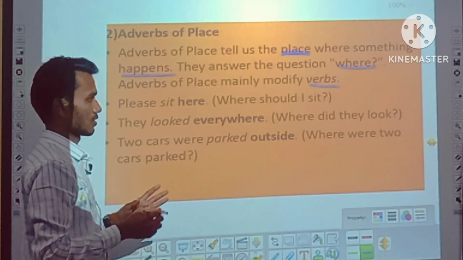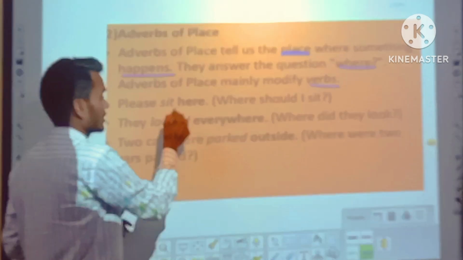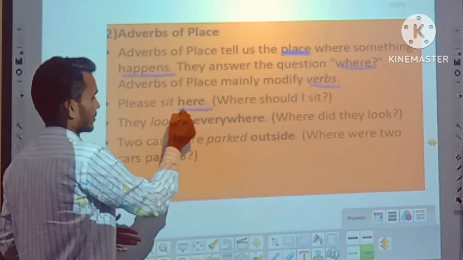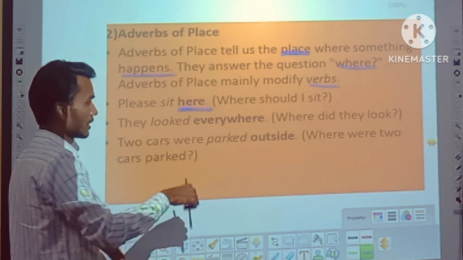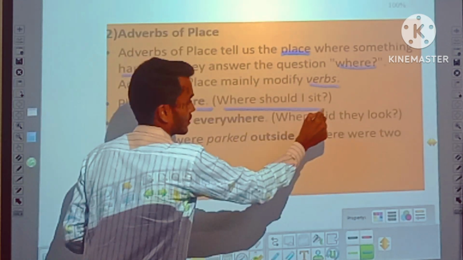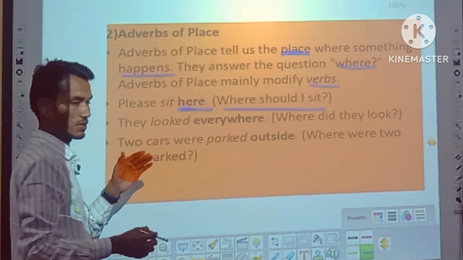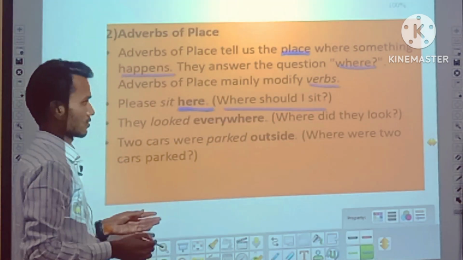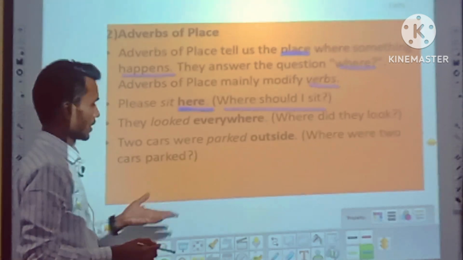Please sit here. Sit here, not there, here. Here is an adverb of place. Where should I sit? You should sit here. Here is an adverb of place. What kind of adverb? Adverb of place.